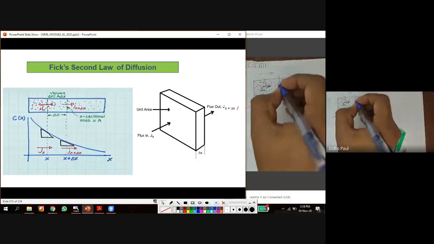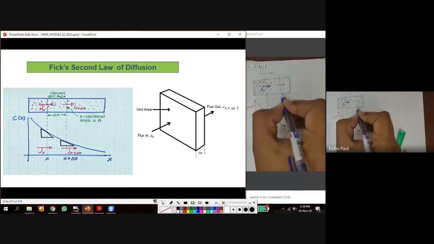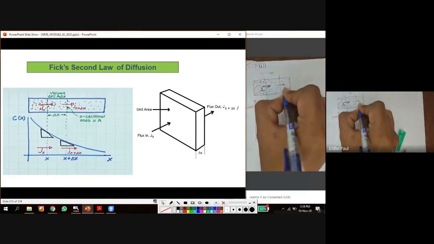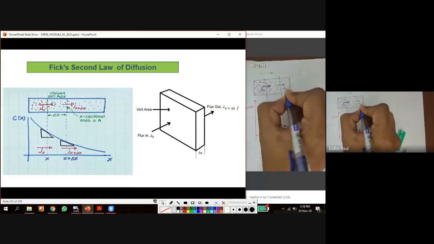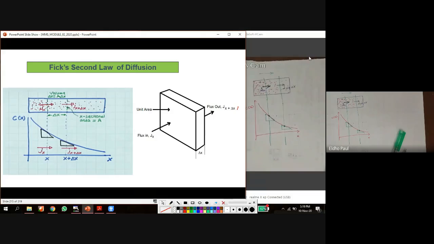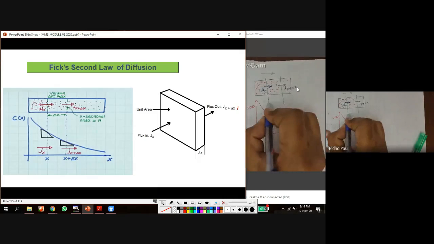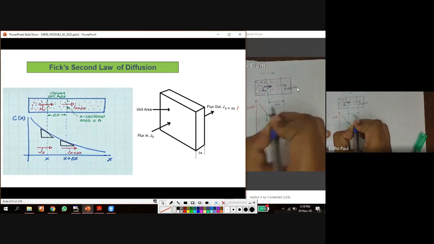Similarly here, the amount of particles crossing unit cross-section per time is another flux, equal to J x plus delta x. So in this cross-section it is Jx, and here Jx plus delta x. This position is equal to x, and this position is equal to x plus delta x. So the distance between these two positions will be delta x.